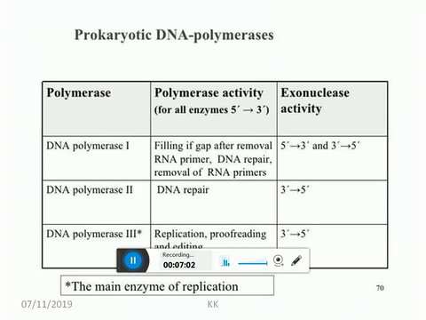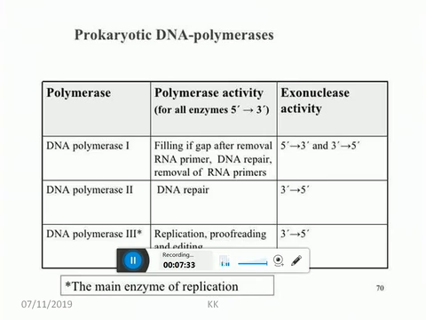Then the prokaryotic DNA polymerases: what is the activity of each? DNA polymerase 1 is used for filling the gap after removal of the RNA primer, or for DNA repair. It has 3' to 5' and 5' to 3' activity. When the gap is formed, it fills it. Then DNA polymerase 2 is for DNA repair, in the direction of 3' to 5'.